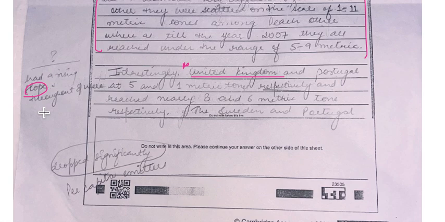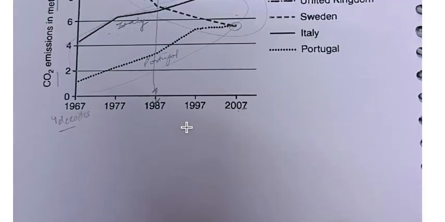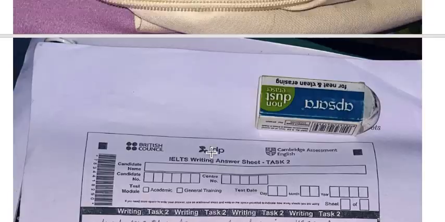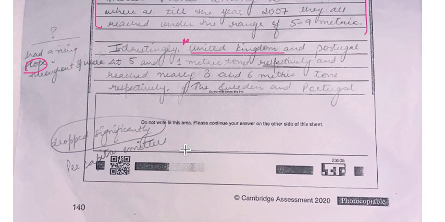Portugal had a rising slope, but still you will not say slope. You can say the amount of carbon dioxide emitted by the people in Portugal had an increasing trend. Slope नहीं बोलेंगे हम. Had an increasing trend.